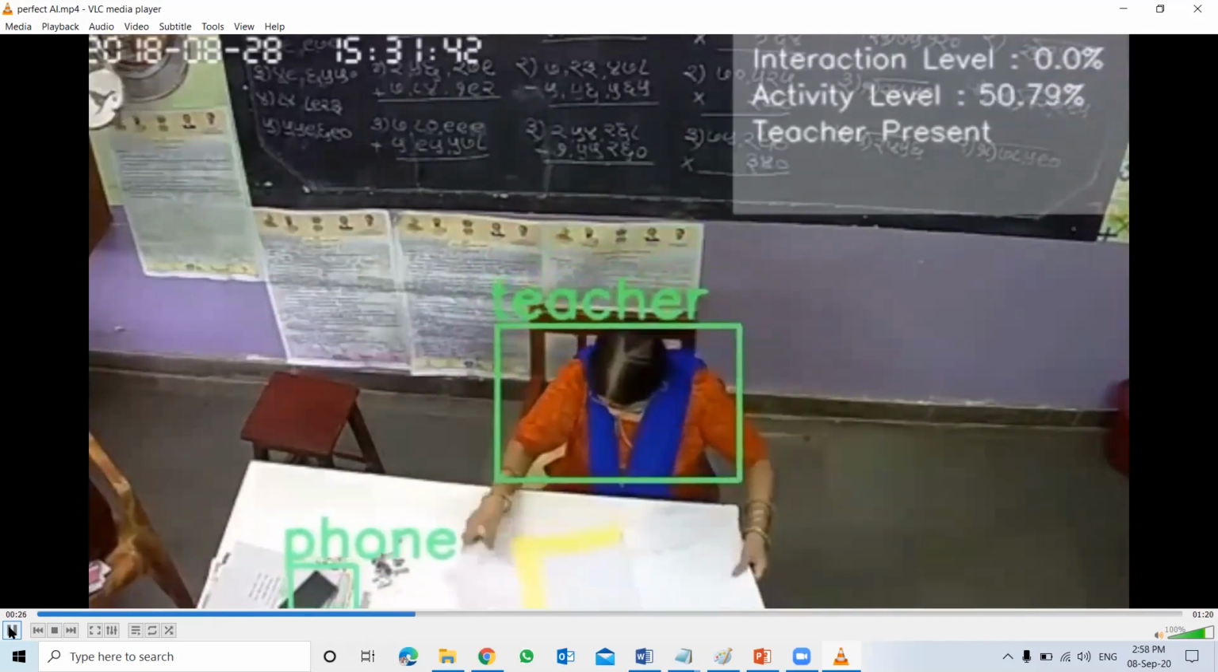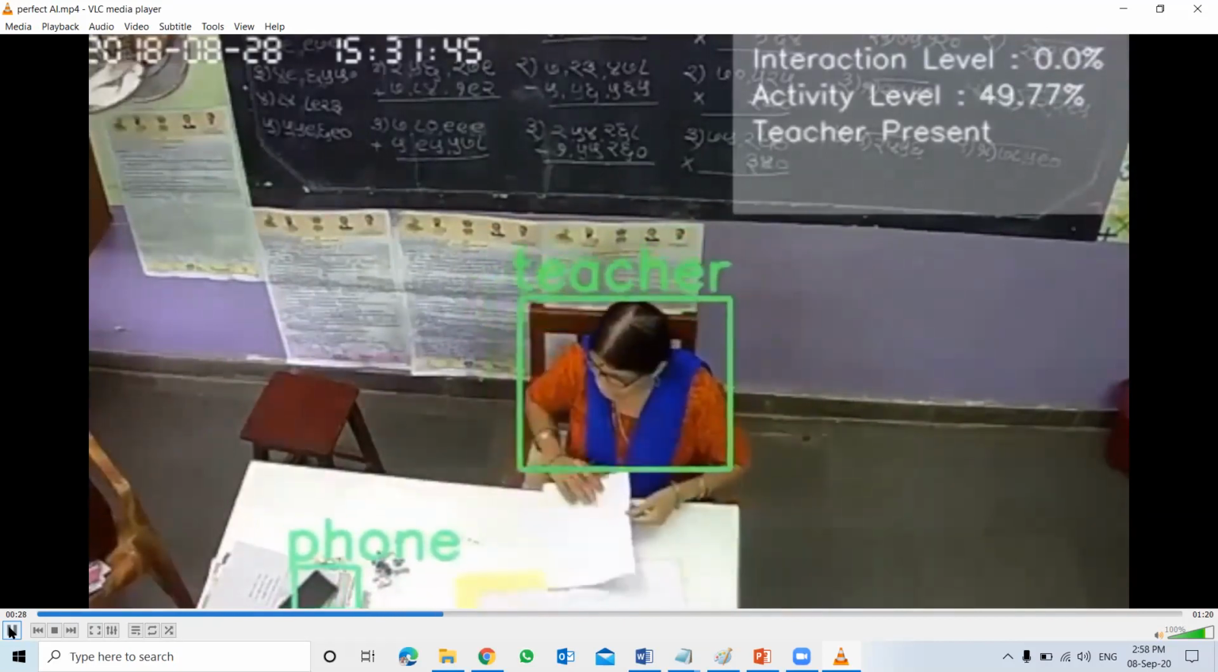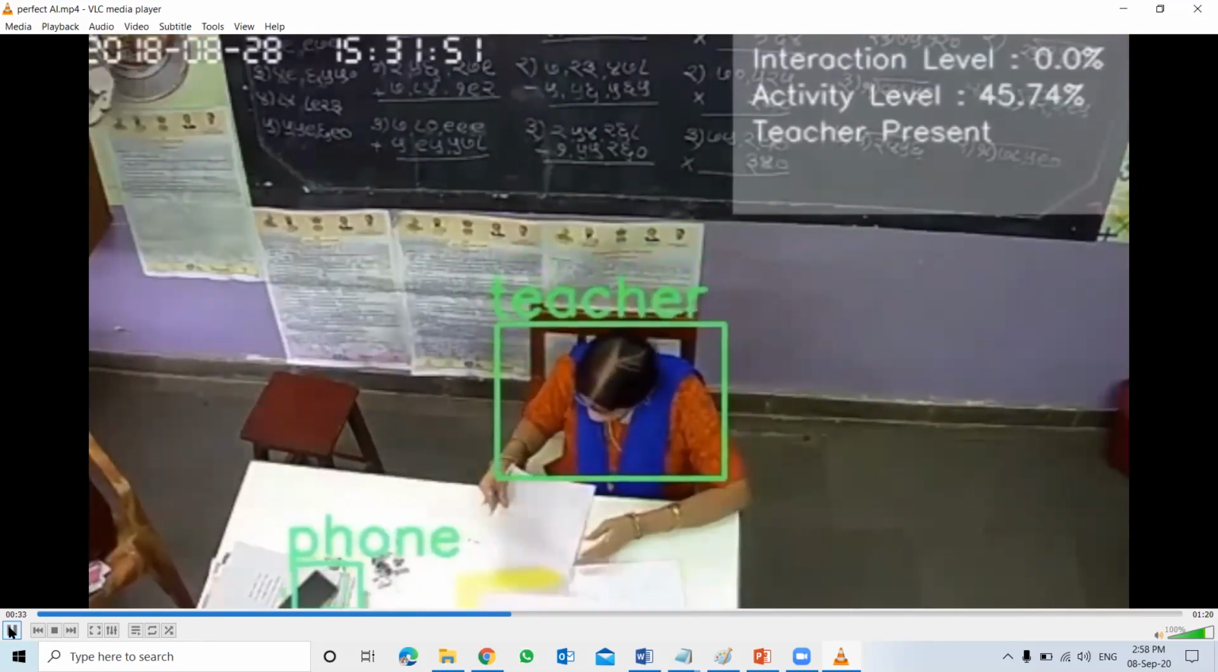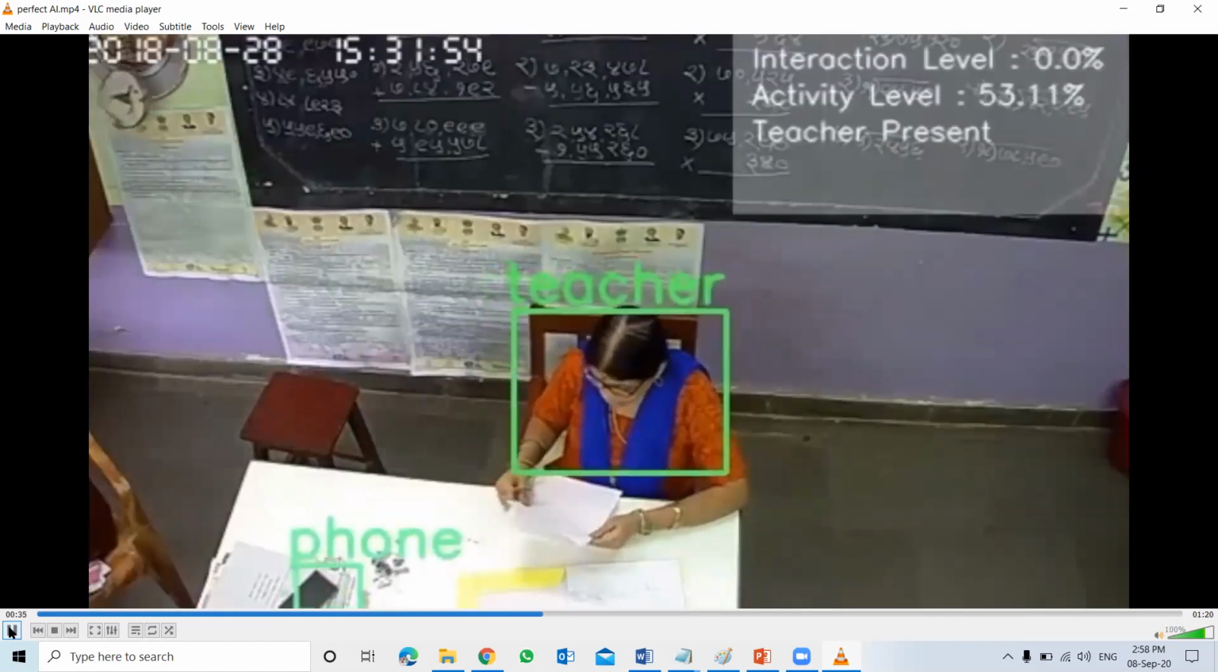Now here you can see that we are tracking the activity for the teacher as well: the timing, the date, the interaction in the class, the activity, and whether present or not present. So things are happening in real time.